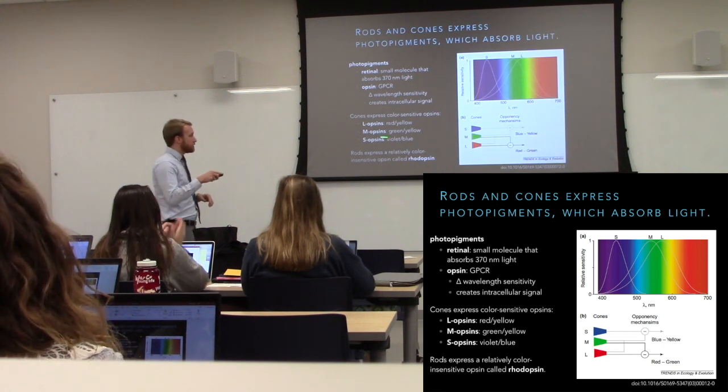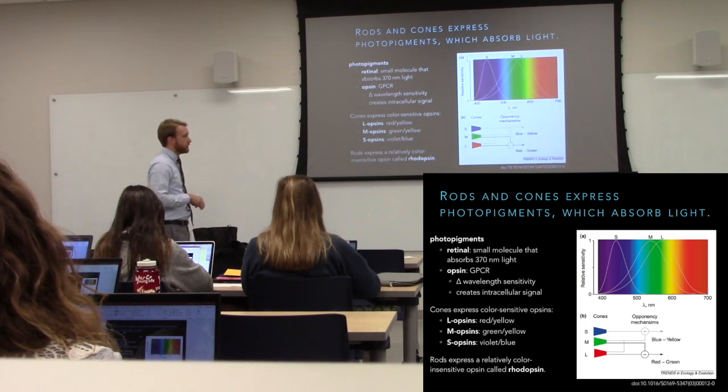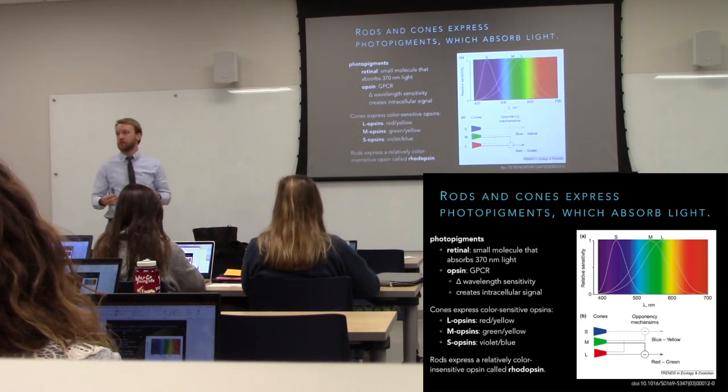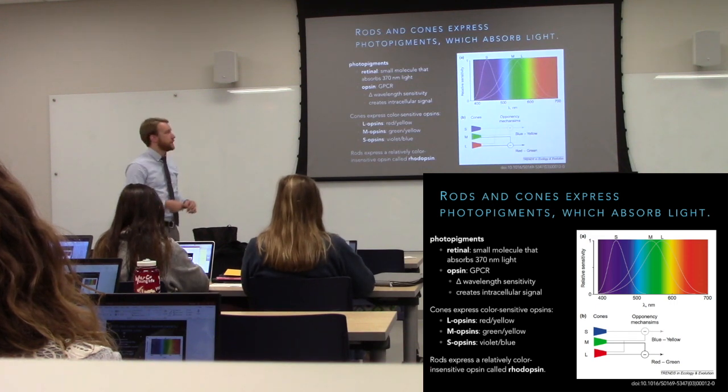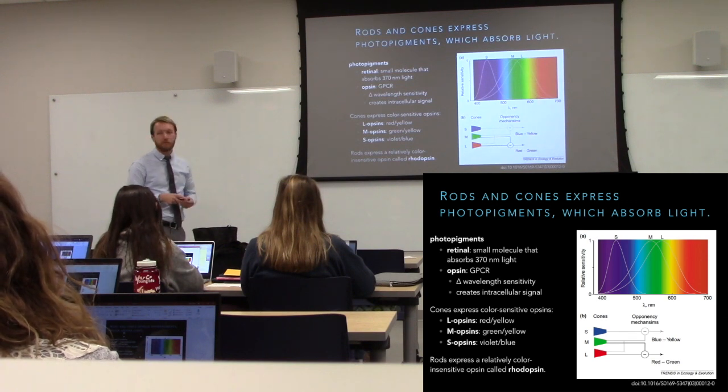M, we tend to think of as green. See it right there in the cartoon. So in the perfect cartoon world, they absorb green, nothing else. Of course, that's not true. Here's your broad set of wavelengths that M opsins pick up. Notice we got some blues, we got some greens, we got some yellows, we got a little red, not a whole lot.